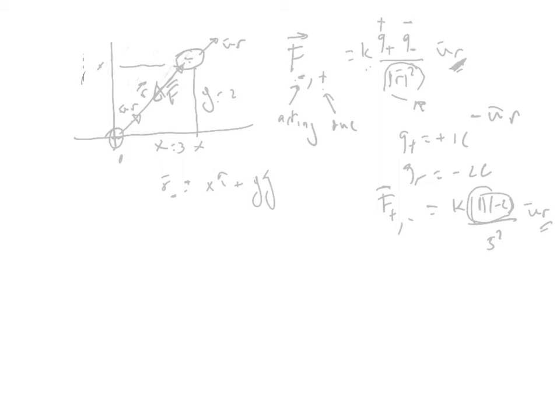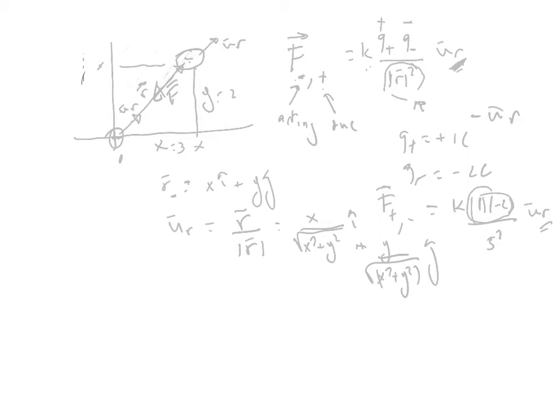And how to find u sub r? u sub r is the position vector r divided by the magnitude. We have done this many times in the class. So it will be x divided by the square root of x squared plus y squared in the i direction plus y divided by the square root of x squared plus y squared in the j direction. This is the position vector. This is the unit vector in the direction of r. So this is what Coulomb's law says.